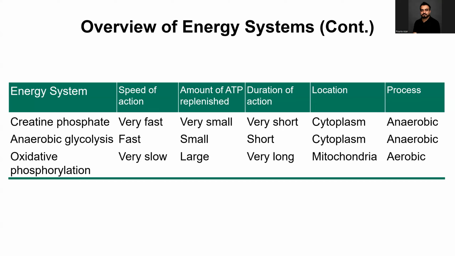And the third one, the third energy system is oxidative phosphorylation. It's very slow. The speed of action is very slow. Therefore, the duration is very long. The amount of ATP replenished is large. A large amount of ATP replenished through oxidative phosphorylation. The location is mitochondria, and it is an aerobic process, which means we need oxygen for oxidative phosphorylation.